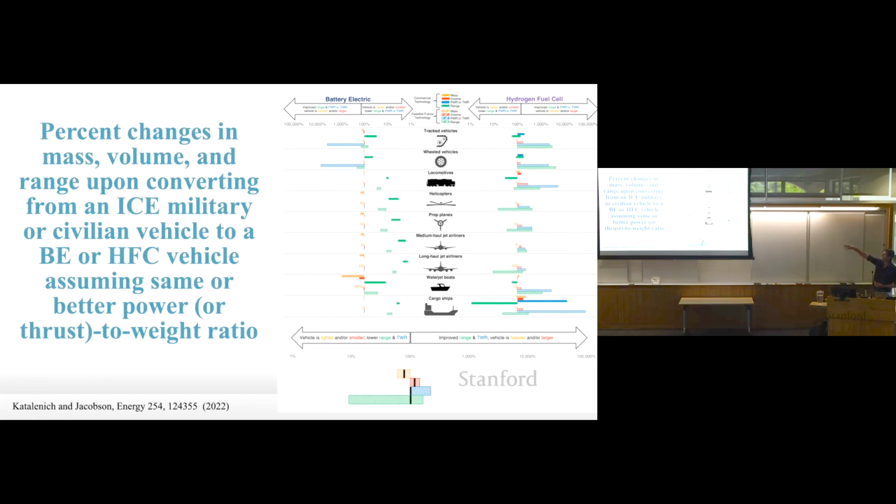And in fact, we can run everything like Abrams tanks and ships and helicopters and propeller planes and locomotives. Everything can be run with a hydrogen fuel cell, and several of them can be run with batteries as well, but not all of them. So, which is good news. I mean, the good news is you can do one or the other, and we want to do planes.